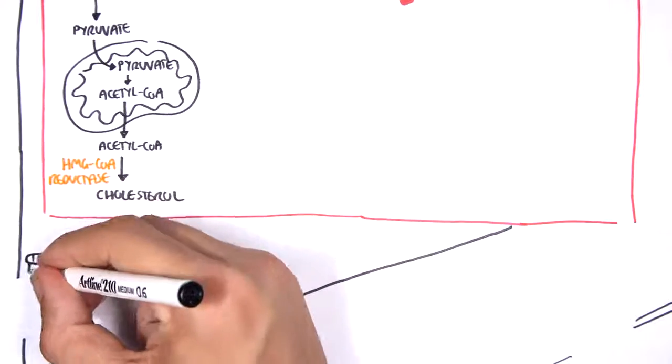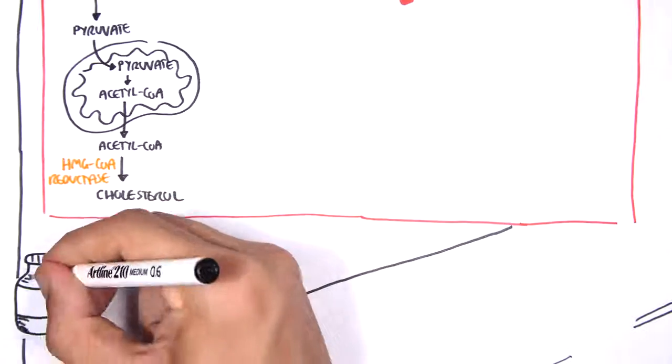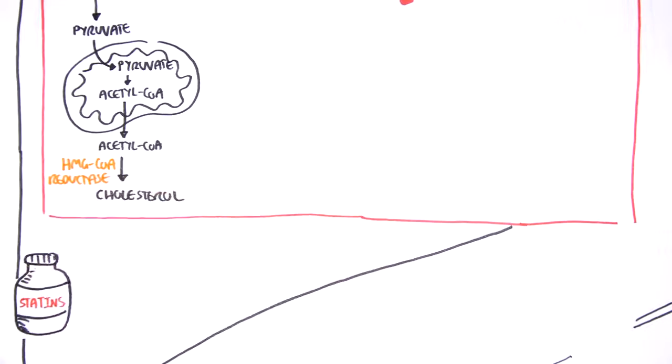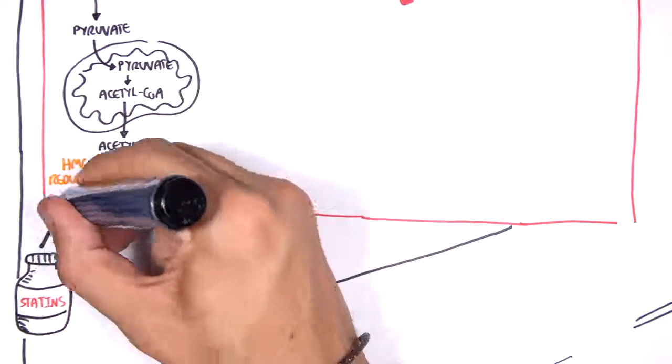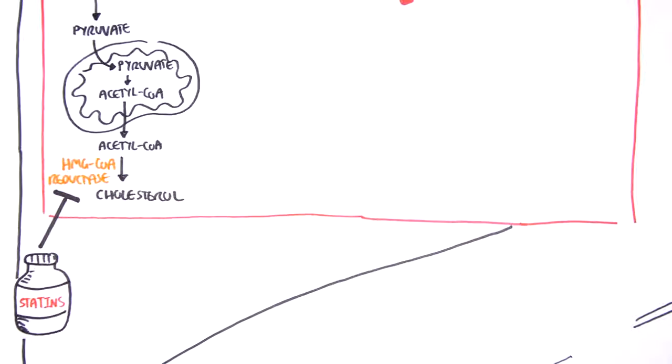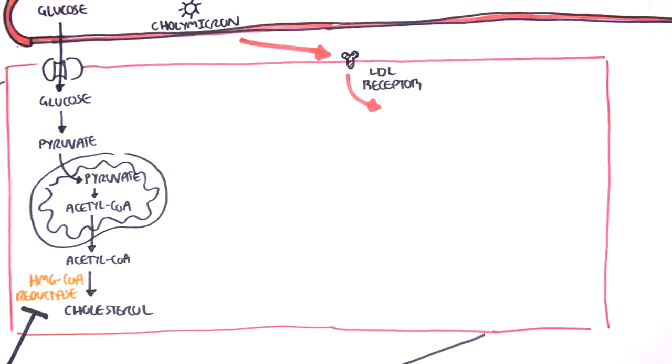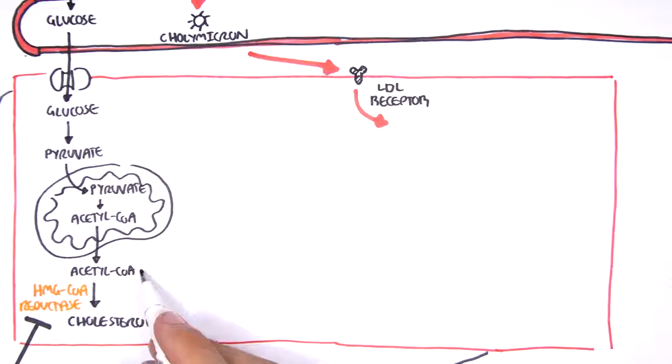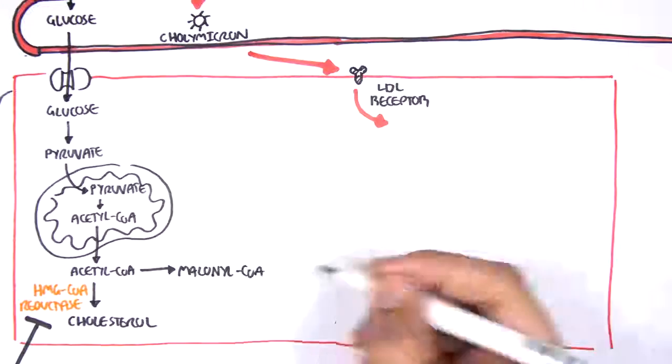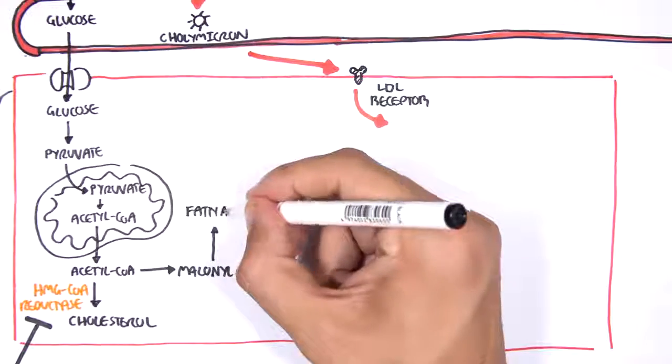There is actually a cholesterol-lowering agent that specifically targets this enzyme called statins. So statins are HMG-CoA reductase inhibitors, thus stopping the synthesis of cholesterol. Going back to acyl-CoA, acyl-CoA can also be converted to malonyl-CoA to form later fatty acids.